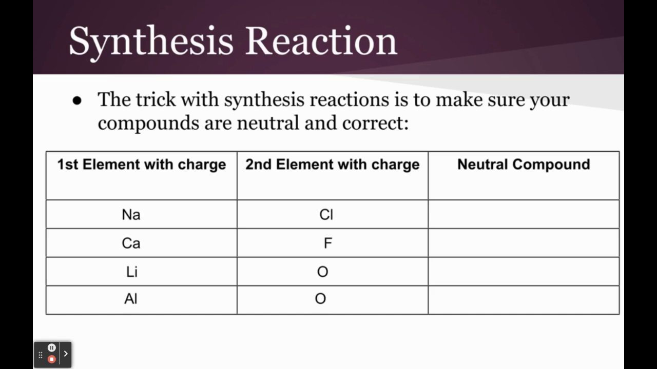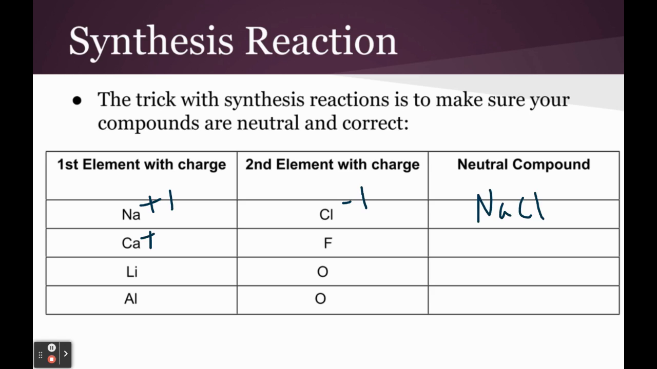So when predicting the products for a synthesis reaction, you will be taking the single elements in the reactants and putting them together to form a compound. The trick to forming those compounds is to make sure that the formula is neutral. So sodium will have a charge of +1, chlorine will have a charge of -1. So +1, -1 balance out. It will be a neutral compound if it is NaCl.